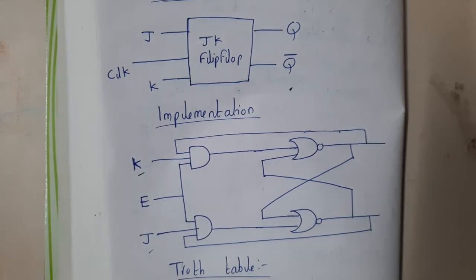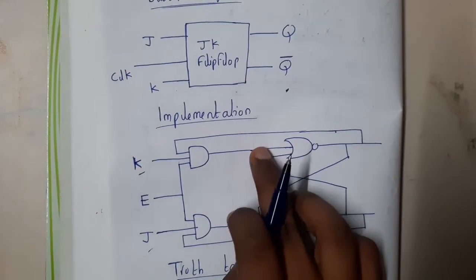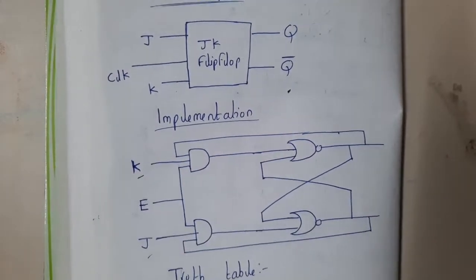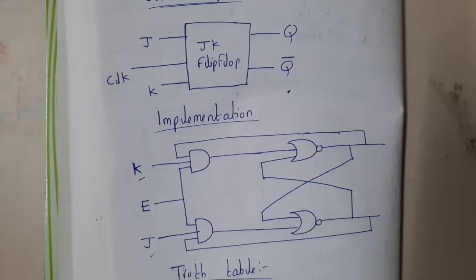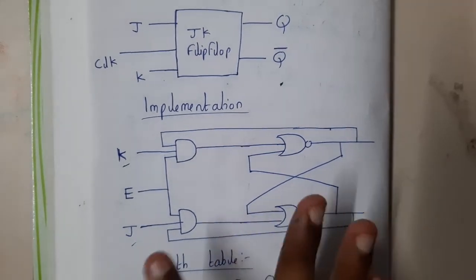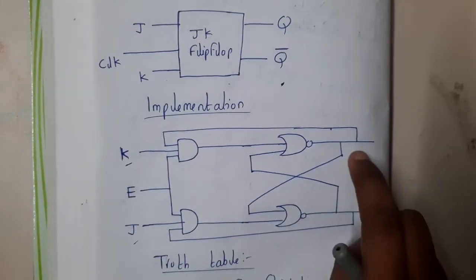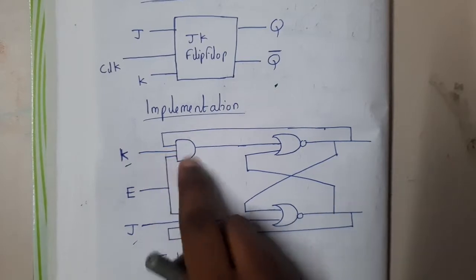I'm getting a small doubt whether this should be connected to this or this. I'll just cross-check it. I'll be coming back in a minute, guys. Just give me a second. Okay, I have just cross-checked the diagram, guys. The diagram is correct. So this output will come as an input to this AND gate.